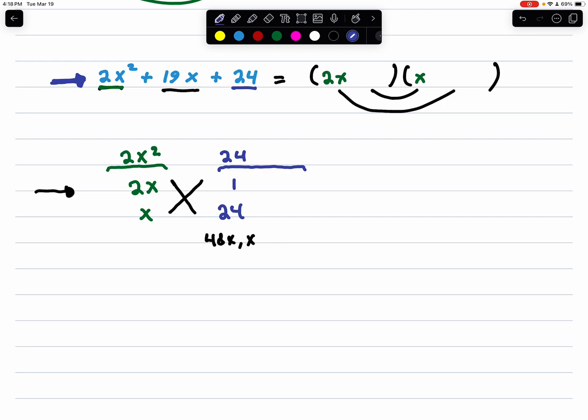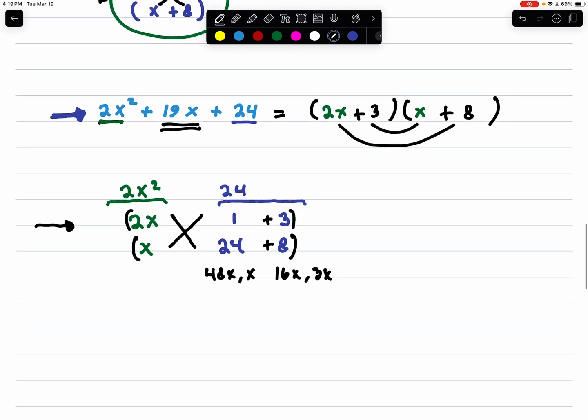We've got 8 and 3 left, right? With 8 and 3, can I put the 8 on top? No, I cannot. So I need to put a 3 here and an 8 at the bottom. Now we check. 2 times 8 gives me 16 because we're cross multiplying. And x times 3 gives me 3x. Now we say, hey, with 16x and 3x, can we make 19x? And the answer is yes, as long as they're both adding. If I add them together, my first bracket is going to be 2x plus 3, the bracket on top. And my bottom bracket is going to be x plus 8. x plus 8, and that works.